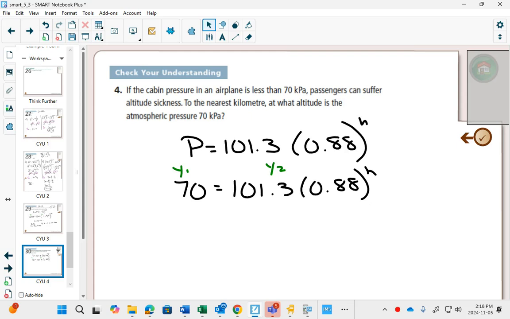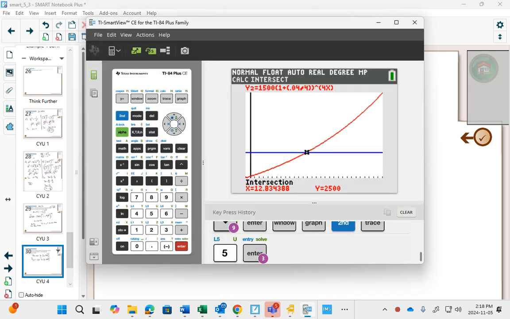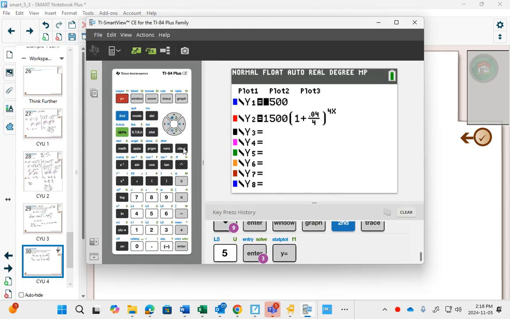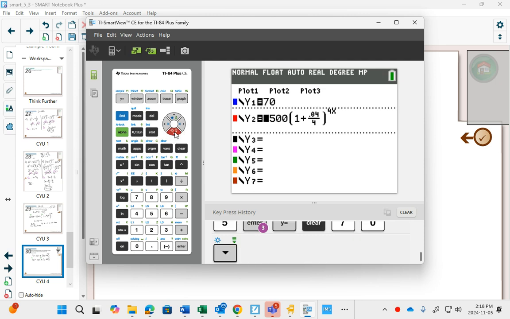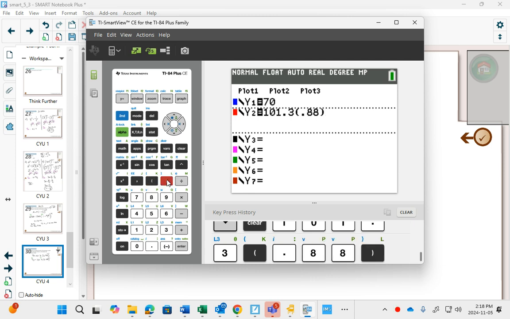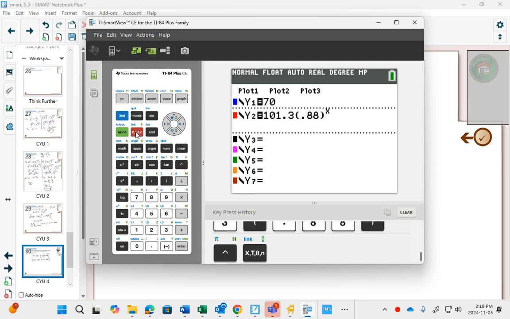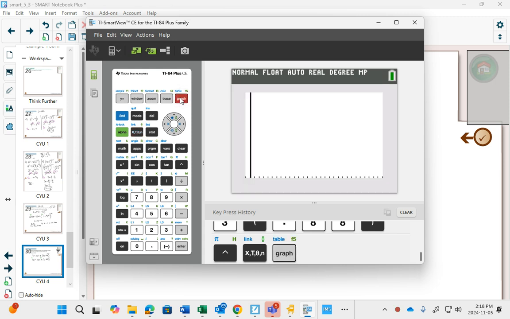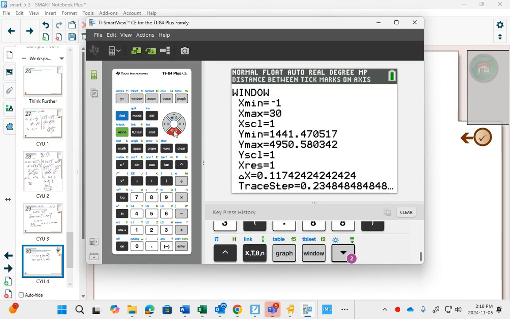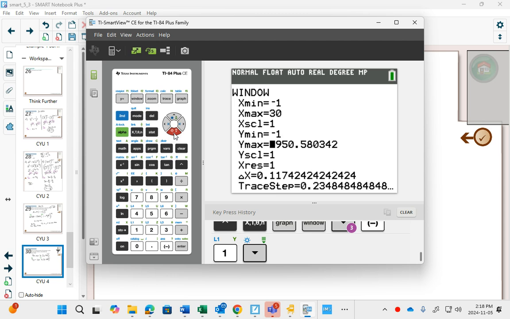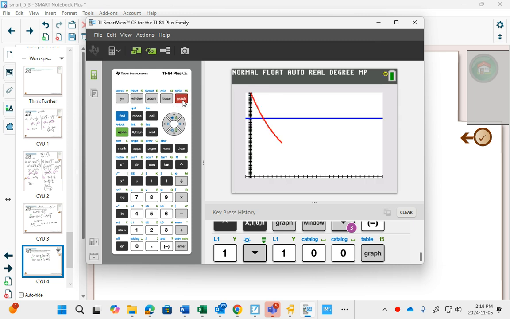So again, we'll go to Y1 and Y2. Here, 101.3, 0.88, and again there's no H, so we'll just put it in X. Now when I hit graph, nothing shows up, because my window was looking at 2500 before. We could try zoom fit. This time I'm going to go to my window, and I know that I need to see 70, so I'll go from -1 to 100. And then I'll hit graph.